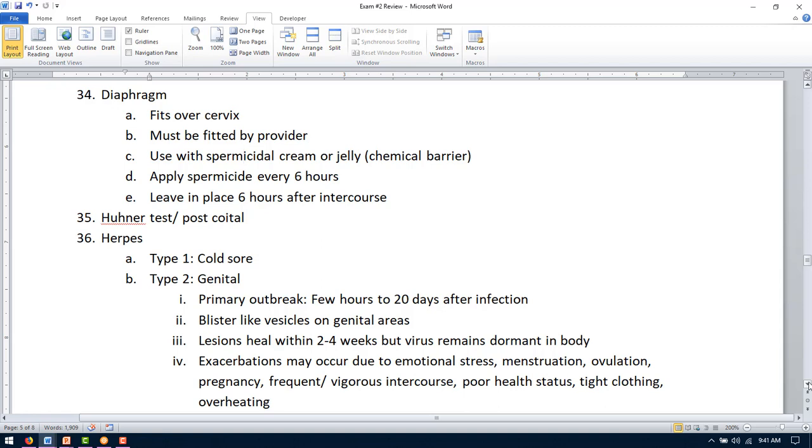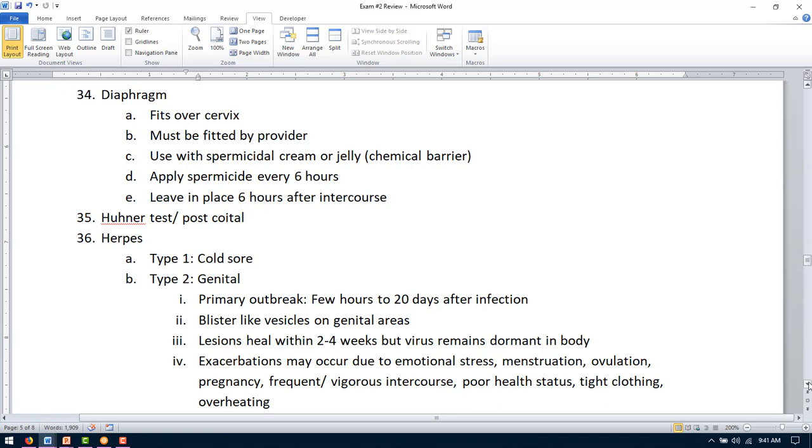Diaphragm, this is just that physical barrier that fits over the cervix. The provider has to place it, used with a spermicide, which is the chemical barrier, and the spermicide needs to be applied every 6 hours, and the diaphragm needs to be left in place for 6 hours after intercourse. The Huhner or the postcoital test, that's just used to check basically how well his sperm swim.